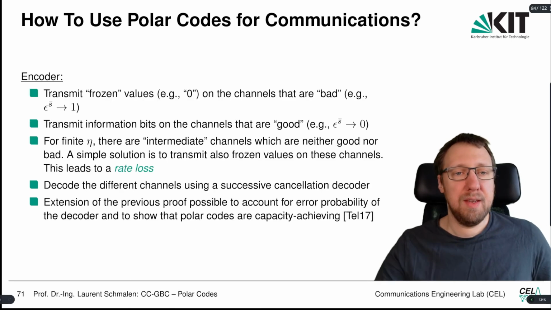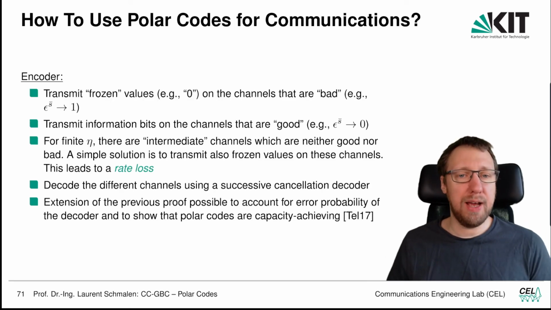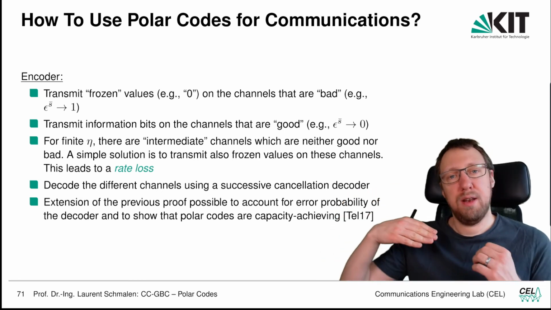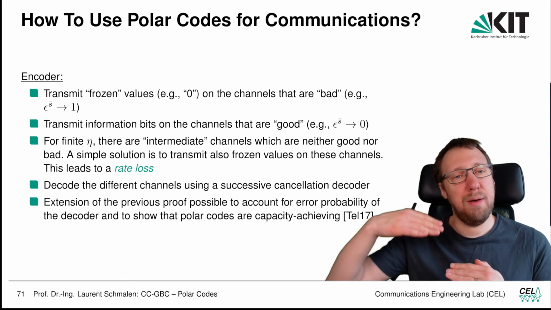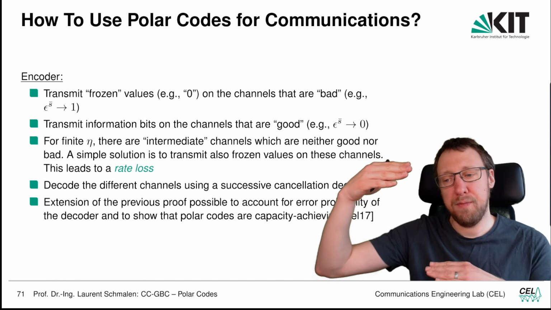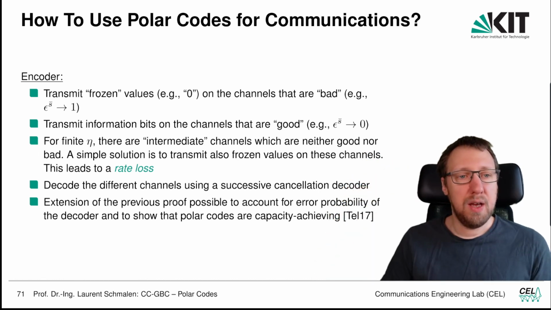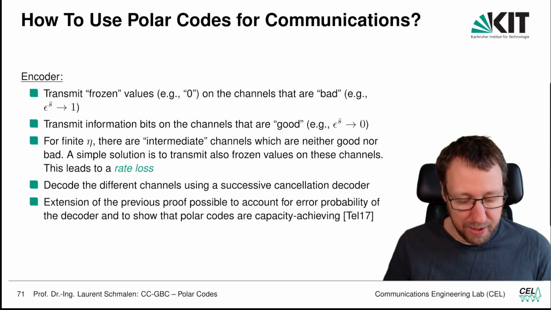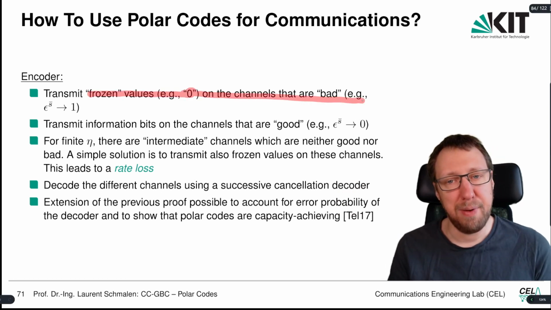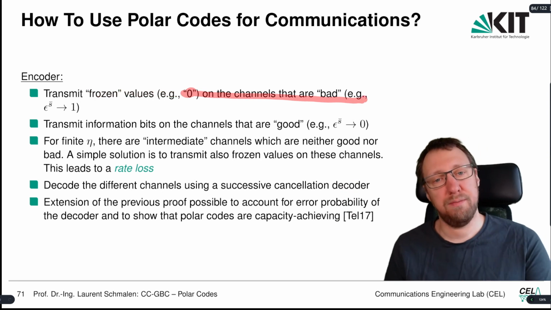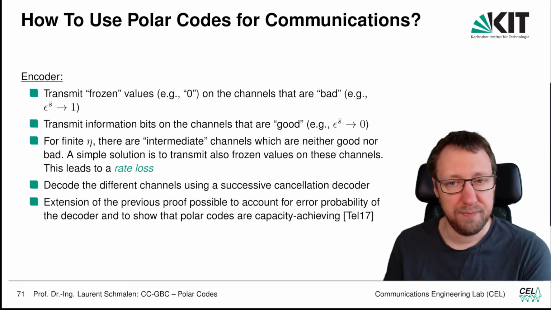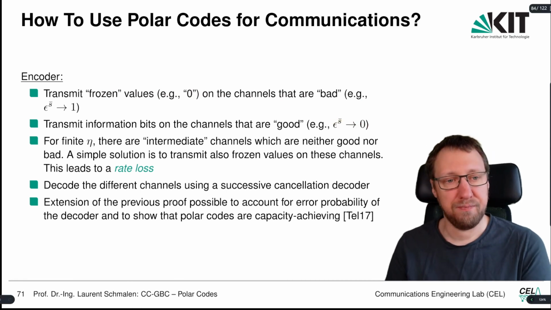Okay, so now we know that we have a fraction of channels that polarize. So as eta goes to infinity, the channels either become very good or very bad. So epsilon either goes to 0 or epsilon goes to 1. The idea is that the encoder transmits frozen values, for instance 0, on the channels that are bad, so epsilon goes to 1. And we transmit information bits on the channels that are good, so epsilon goes to 0.